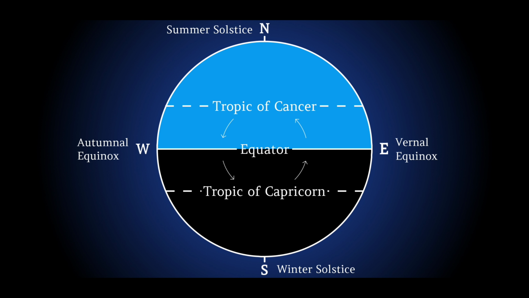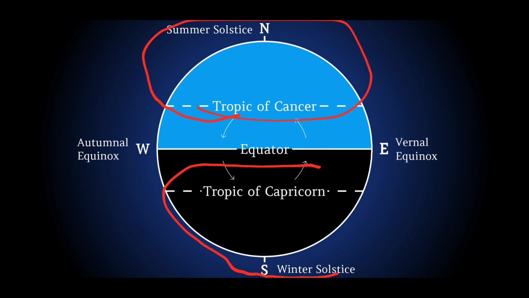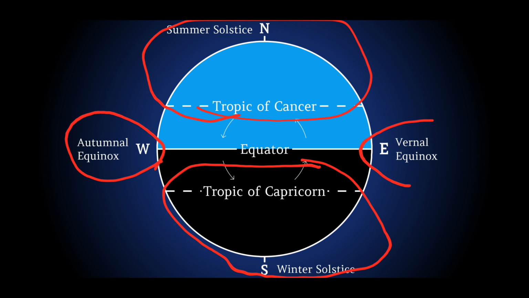So the Tropic of Cancer, the north, and the summer solstice are connected. The Tropic of Capricorn, the south, and the winter solstice are connected. The equator and the west and the autumn equinox are connected. And the equator and the east and the spring equinox or the vernal equinox are connected.